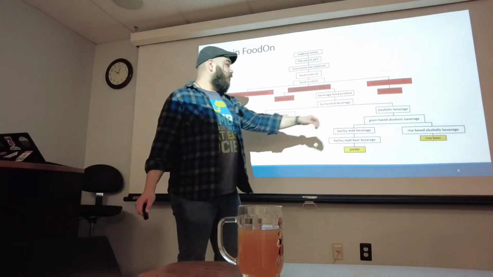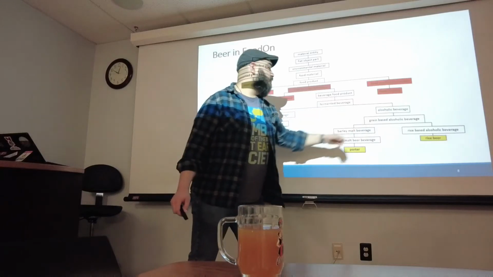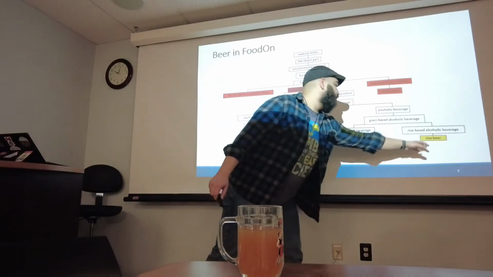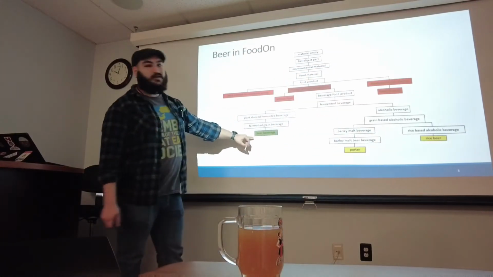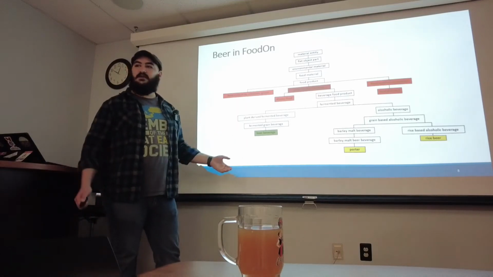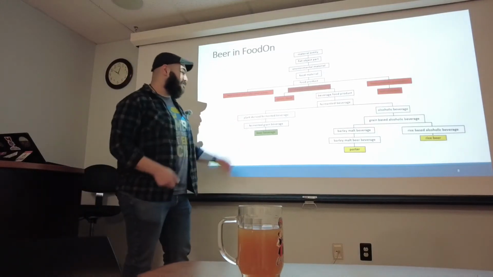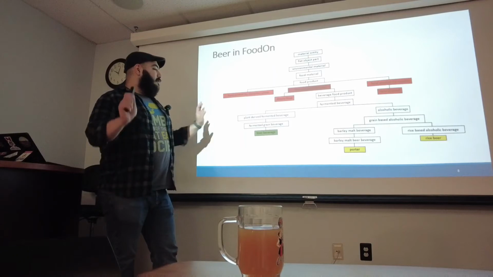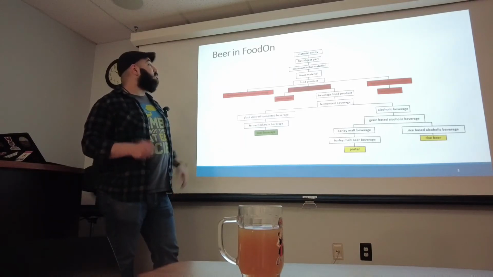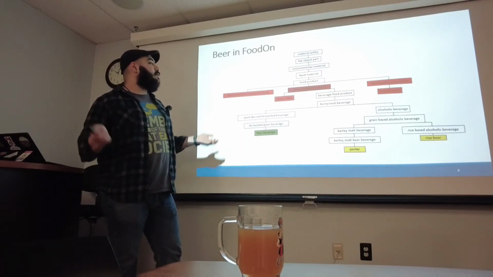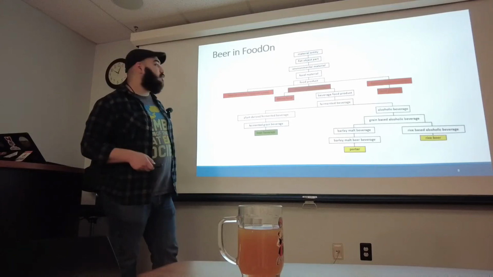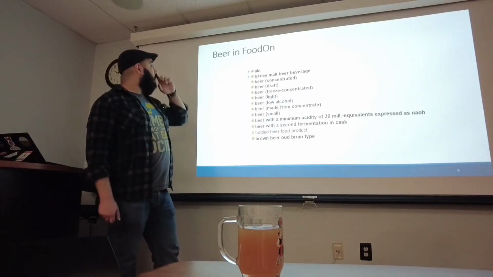But when you go to alcoholic beverages, you still have your grain-based alcoholic beverage, which eventually comes down to rice beer and porter, which are not under beer beverage. And that was something that was really interesting to me. I was like, why are we doing this here? So a lot of reasons to want to make a beer ontology as an example of things that are wrong with the food ontology.